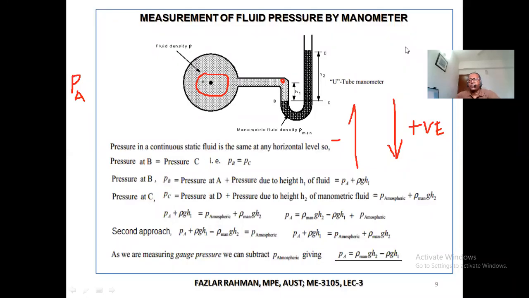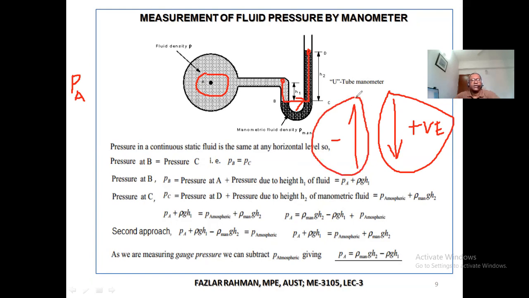Okay, so we are trying to measure the pressure of the tank that I showed you last class, right? And I already showed you how to calculate if you travel from point D to point A. Now we'll travel in the opposite direction. Then what will happen? Inside the fluid, if you come downward, it will be a positive value, and if you go upward, it will be negative.